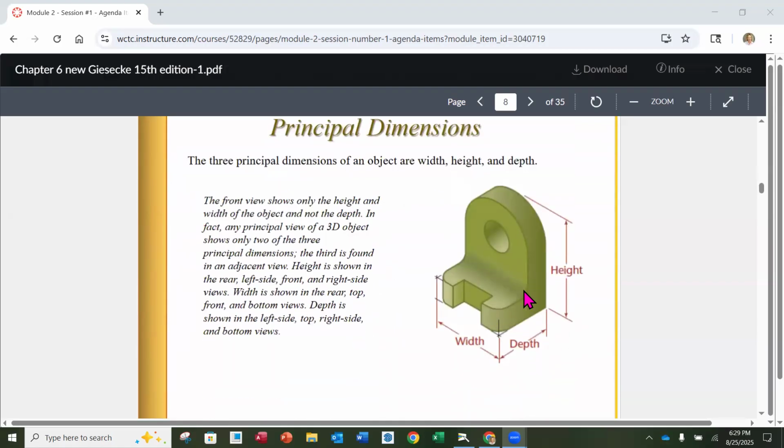Now, principal views are always going to contain 2 of the following: height, width, and depth. Depending on the view that you're in, you're never going to see all 3 of them, but you're going to get 2 of those in each one of our views. And we saw how width and height were found in our front view earlier.